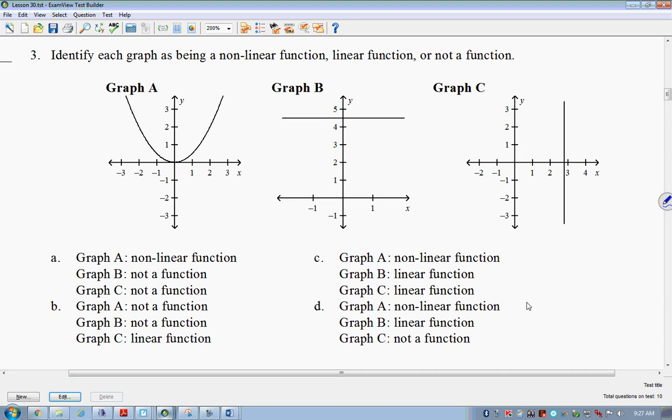Okay, identify each graph as being a nonlinear function, a linear function, or not a function. Graph A, what is that? Is that a function? Is it linear? So it is a what? Nonlinear function. Very good. What about graph B? Is that a function? Okay, is it linear? So we would call it a linear function. Very good. Graph C, is that a function?